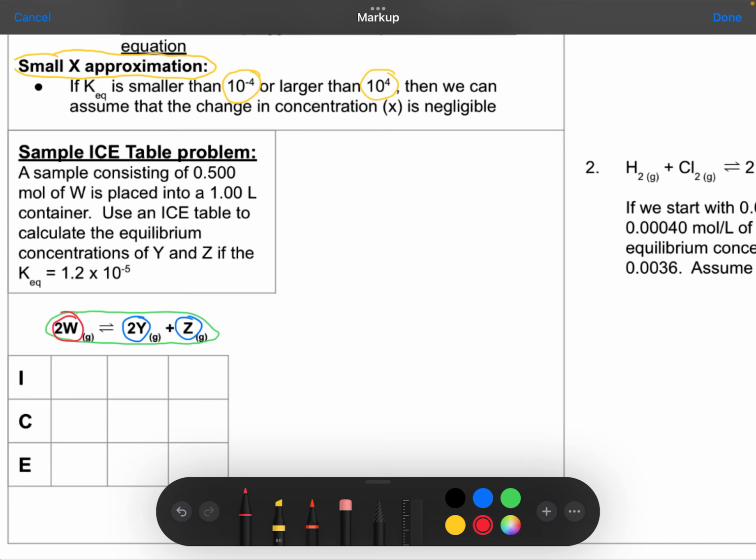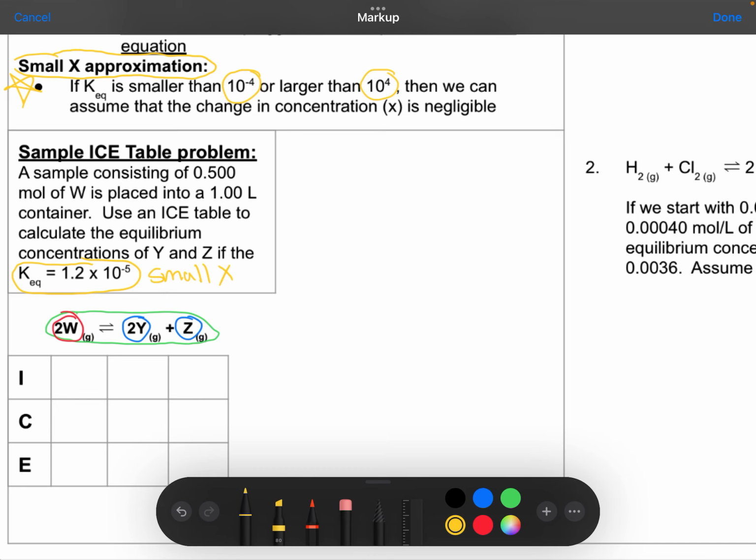So our problem says a sample consisting of 0.500 moles of W is placed into a 1.00 liter container. Use an ICE table to calculate the equilibrium concentrations of Y and Z if the Keq is 1.2 times 10 to the negative 5th. So right away, we're seeing that this Keq value is really little. So we're actually going to use small x approximation in this ICE table because 10 to the negative 5th is smaller than 10 to the negative 4th. So I'm just going to make that note before we continue.